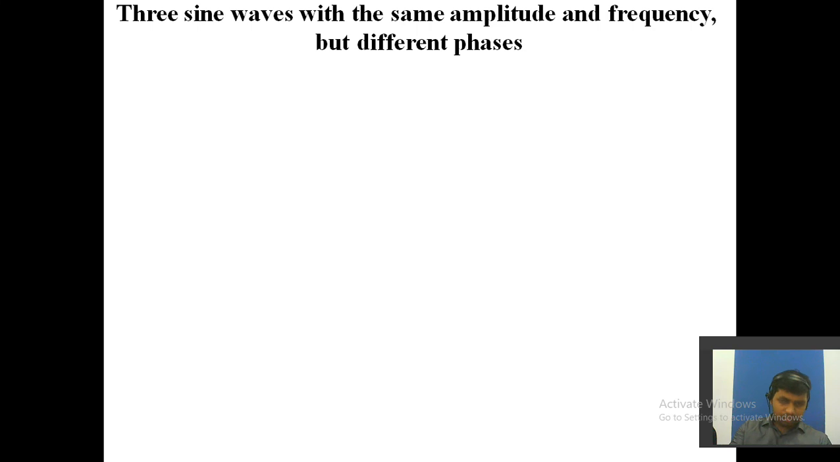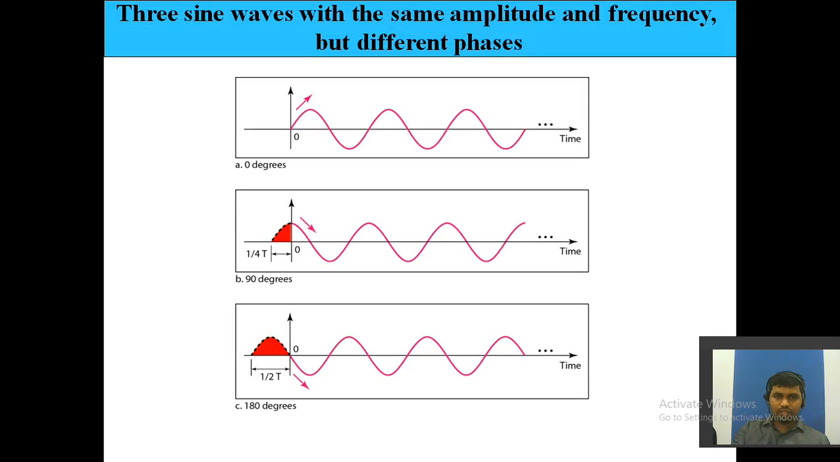Here is another diagram. We are using a sine wave with the same amplitude and the same frequency, but different phases. We are using 0 degrees, 90 degrees, and 180 degrees. These three phases use the same amplitude and the same frequency. What is the difference between the phases? Here we are using 0 degrees. This is the sine wave, with the timeline on the x-axis and the value on the y-axis.